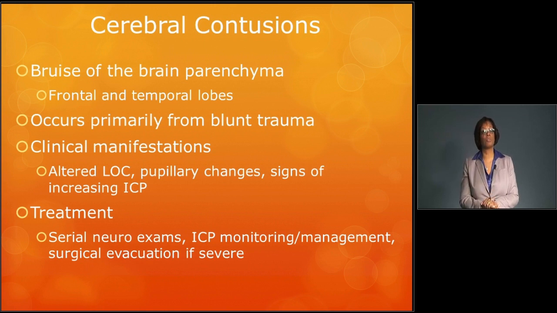Cerebral contusions are bruises to the brain tissue. Typically happens in the frontal or the temporal lobes, again from blunt trauma. These patients will have altered level of consciousness. They may have some level of amnesia. And again, they may have an insidious onset of increased intracranial pressure, which would give you the same symptoms that we've pretty much mentioned. You want to do serial neuro exams on these patients and prepare for, again, keeping their ICP down, possibly ICP monitoring, and again, if the contusion's big enough, surgical evacuation.